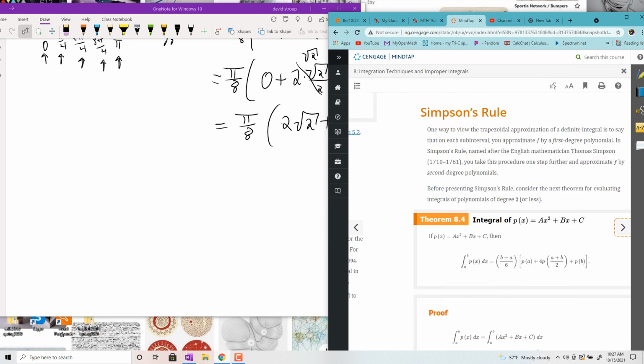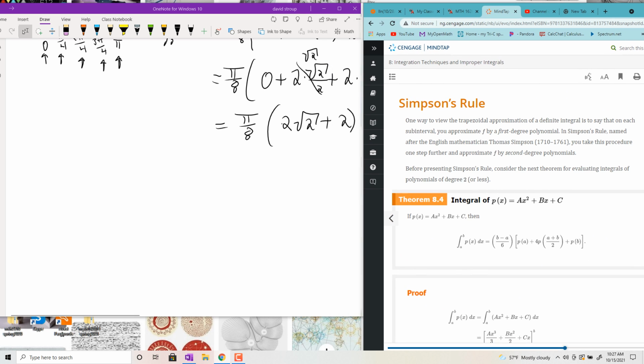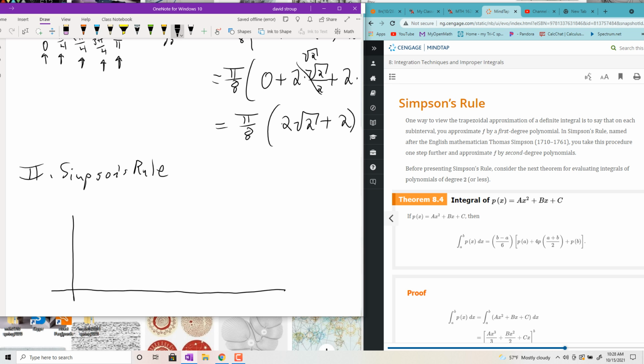So the next one is called Simpson's rule, section 2 here. What we're going to do here is every 2 rectangles, we're going to approximate it by taking the integral of the polynomial formed over those 2 rectangles with the points on the curve, and the area underneath that polynomial. So let me draw that out.